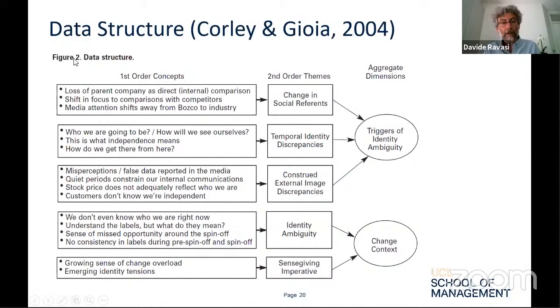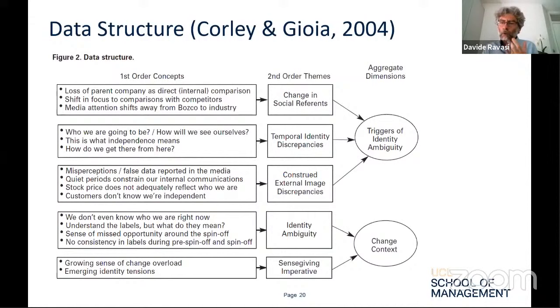Or they could have tried to distill the meaning from those quotes and capture it into first order concepts that altogether help us understand what happened in a relatively parsimonious way. Instead of telling the story of the spin-off at Botsco in a 120-page case history, we could say, after the company was spun off, there was a loss of the parent company's direct comparison, there was a shift in focus to comparison with competitors, media attention shifted away, people started asking where we're going to be, how we see ourselves, and so on and so forth. That's still a very detailed, but relatively parsimonious account of what happened.